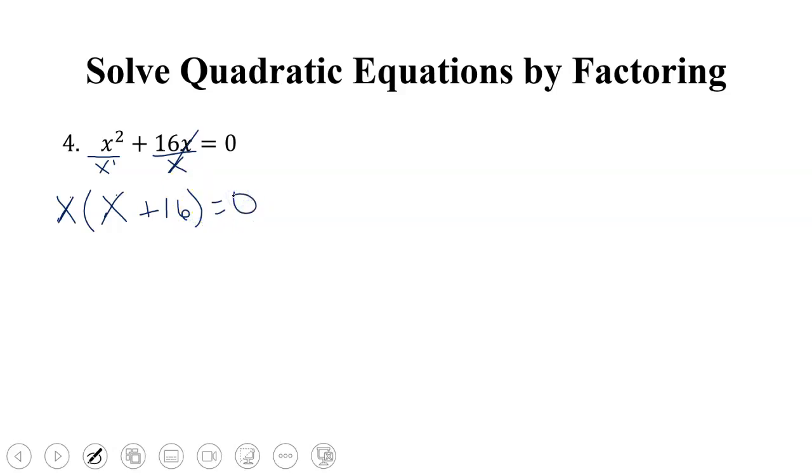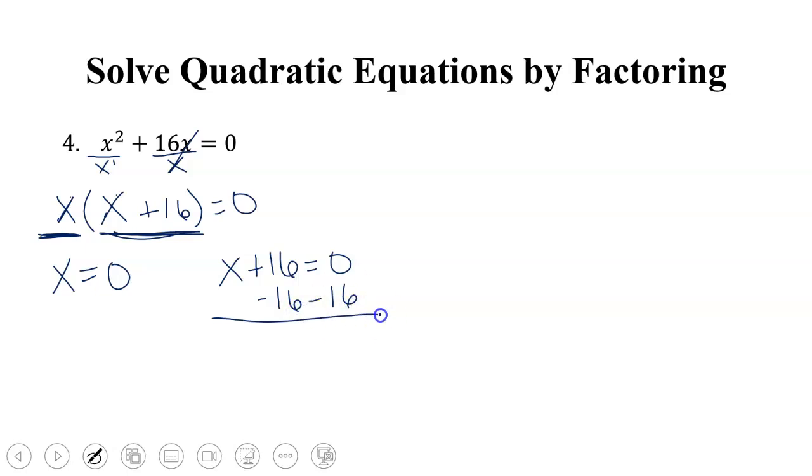Now we have our parentheses. Set each x to 0 equals 0. How many x's do I have? Well, I have one out here and one out here. So x, my GCF, equals 0. And then I have x plus 16 equals 0. And then solve for x, so we need to subtract that 16. So x equals negative 16.